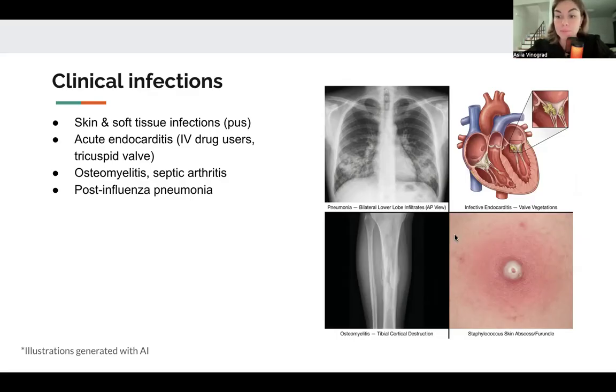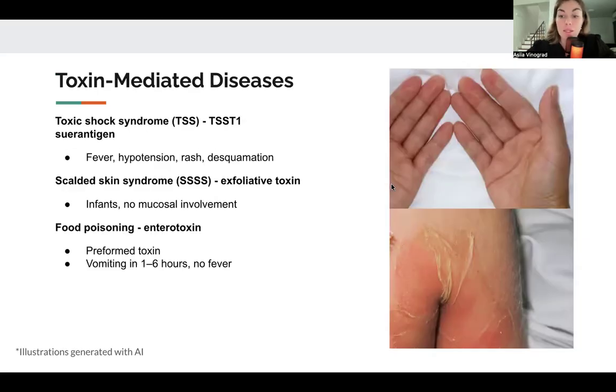Osteomyelitis and septic arthritis. Bacteria spread through the blood after trauma or bacteremia and settle in bones and joints. Pneumonia, typically secondary after influenza. Lobar pattern on imaging. Now, toxin-mediated diseases. They are not caused by the bacteria itself, they are caused by toxins the bacteria releases.